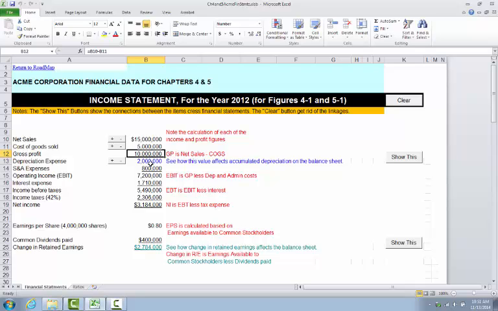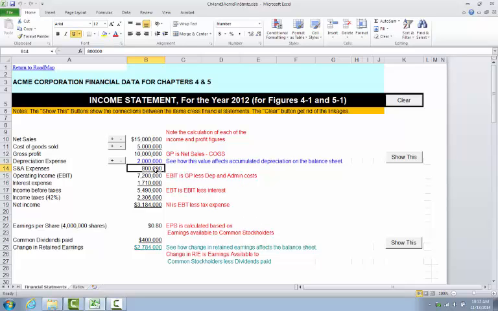Next we subtract our depreciation expense. This is the amount of additional depreciation taken in the year 2012 for the assets that are on depreciation schedules. So depreciation is an allocation of a cost over time. So the cost is allocated over multiple years. We have $2 million allocated to the year 2012.